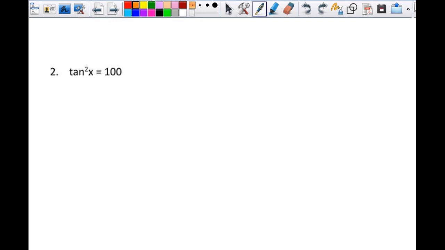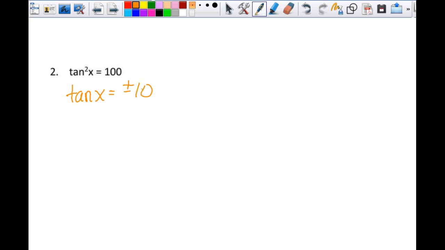All right, so I've got tangent squared x equals 100. So what could I do here? I could take the square root. Could I also subtract and then factor difference of two squares? Yes, but taking the square root is way easier. So that would give me tangent of x is equal to what? Close. Plus or minus. Do not forget your plus or minus. It is plus or minus 10.